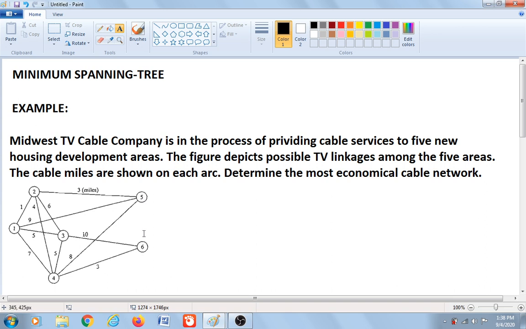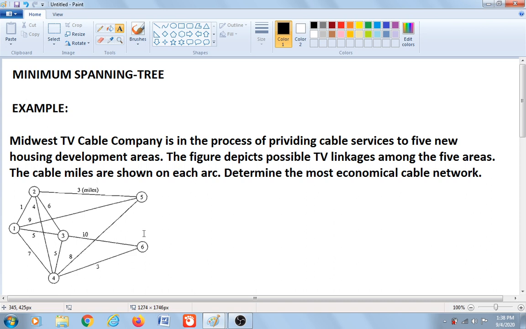If you find that in a problem, that means there is no way to make a direct connection between the two nodes, or mathematically we can see that the cost of establishing the connection between 5 and 6 is very, very high, or it is infinite. Okay, now let's solve this problem.